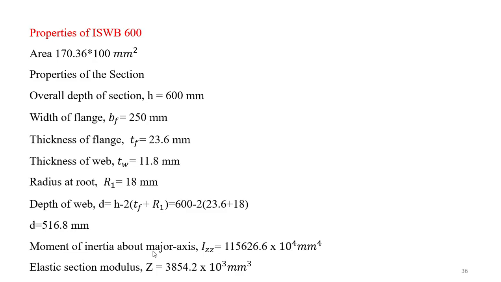And the moment of inertia I have written here. This one is the moment of inertia, and the elastic section modulus is also given in that particular table. Otherwise, we have to take this from the IS handbook or steel table book. From there we can get the IZZ value as well as the section modulus of the I section.